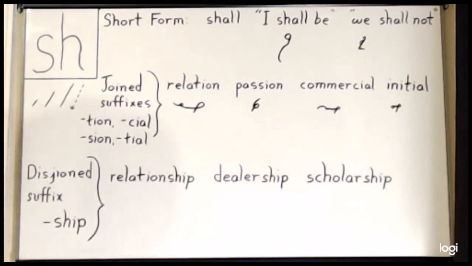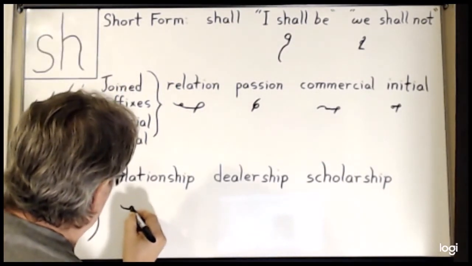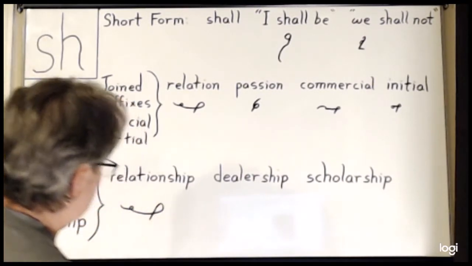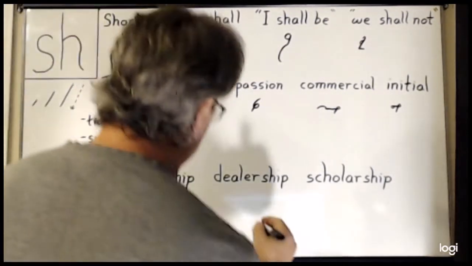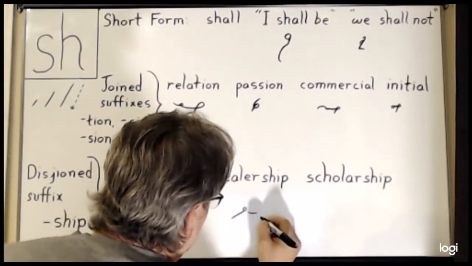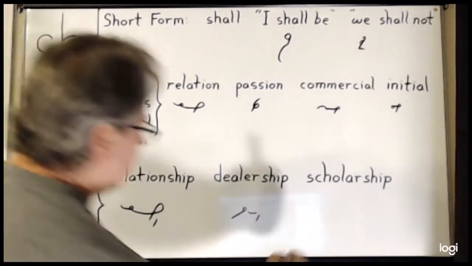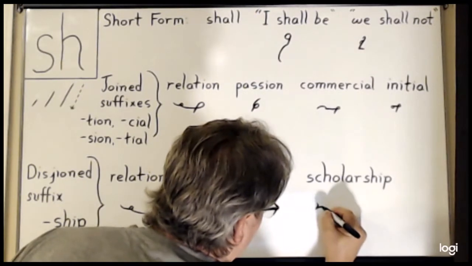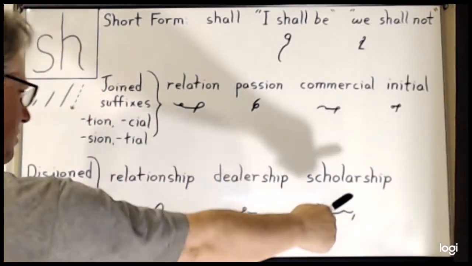The SH can also stand for the disjoint suffix ship, as in relationship, dealership, and scholarship. So for relationship, we'll write R-E-L-A-SH, then a disjoint SH for ship in relationship. For dealership, we'll write a D, a reverse E, a separate R, and then a disjoint SH for dealership. For scholarship, we'll write S-K-L-R, and the disjoint SH in scholarship.